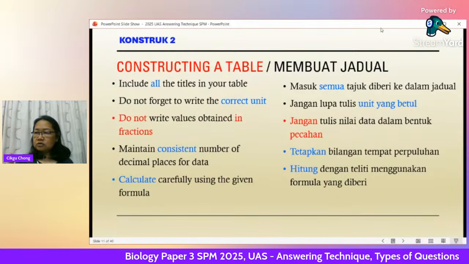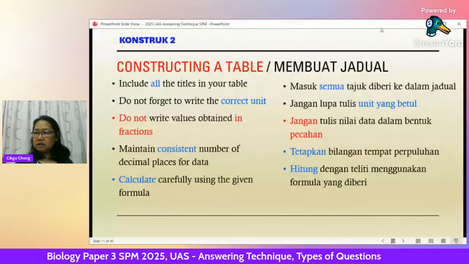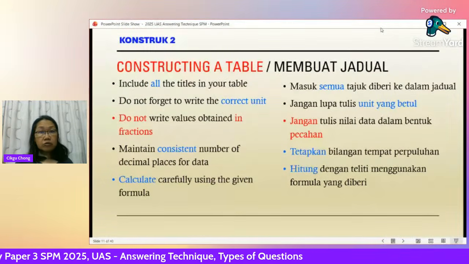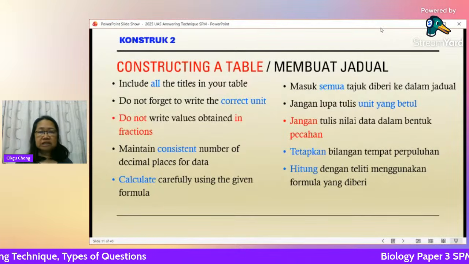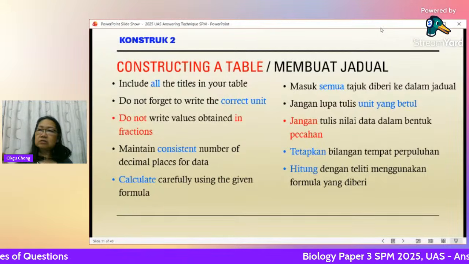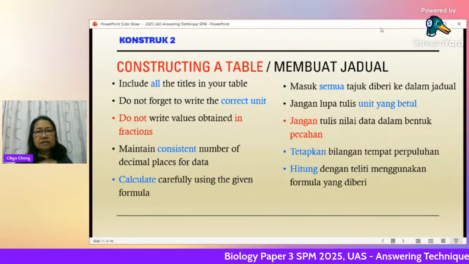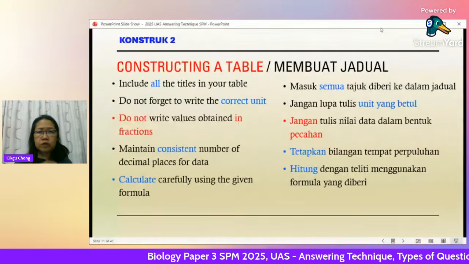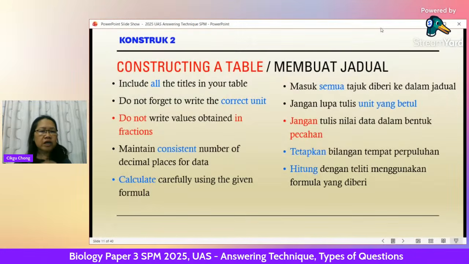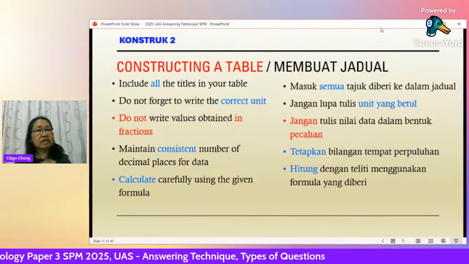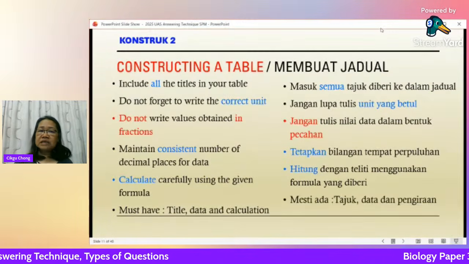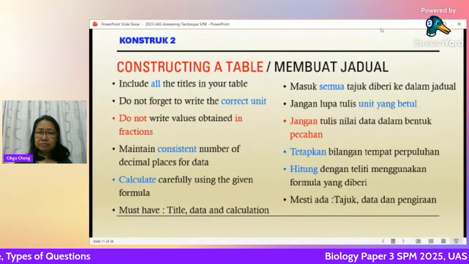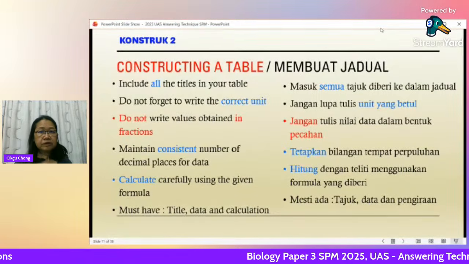If there are too many decimal places, please round up. Up to a maximum of 3 decimal places is fine. Normally 1 or 2 decimal places is good enough. No need to go up to 4, because it is quite difficult to plot your graph later. You can't find the correct point. So you must have title, data, and calculation. You may get 3 marks from there. Okay, example.